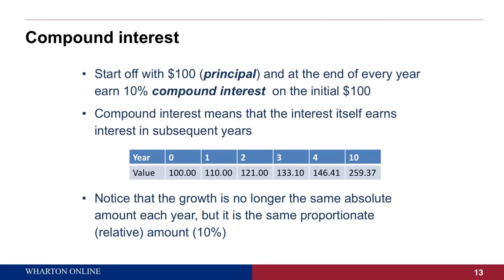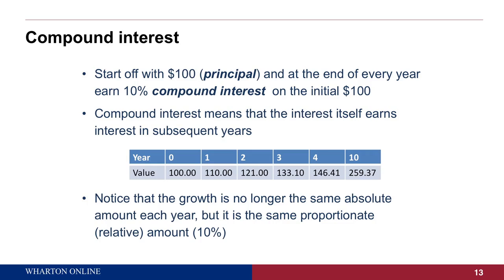So with compound interest, we're going to start off with the same amount of money. In this example, $100. We'll still call it the principal. But we're going to now earn compound interest. And what compound interest means is that the interest itself earns interest in subsequent years. Simple interest was when the interest was only on the principal. Compound interest is when you're earning interest on the interest.